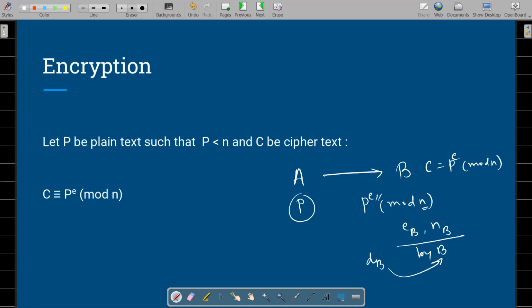Sir, I'm asking, when A sends a message to B, A encrypts without knowing the value of D. So how does B know the value? No, A will be using B's E and N, so for B there is no problem to decrypt. B will do P raised to E raised to D, right? Okay, sir.